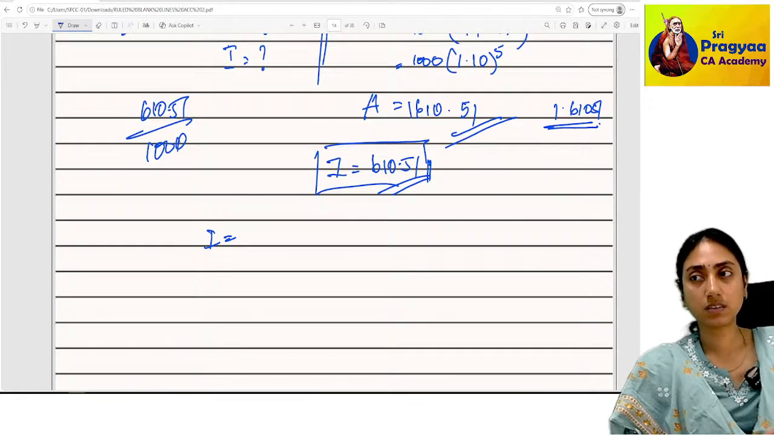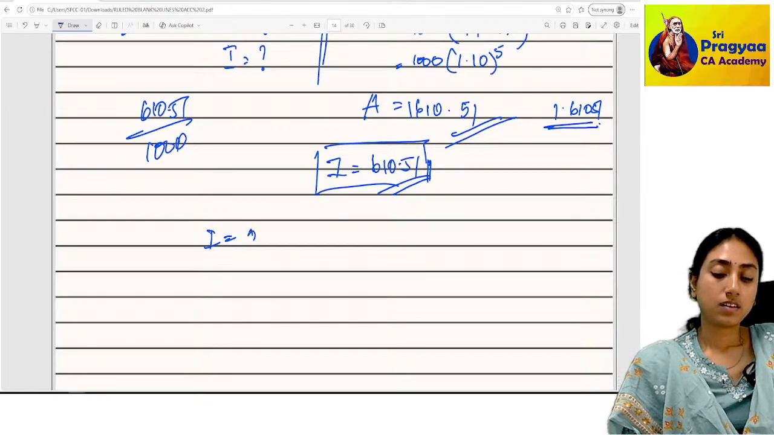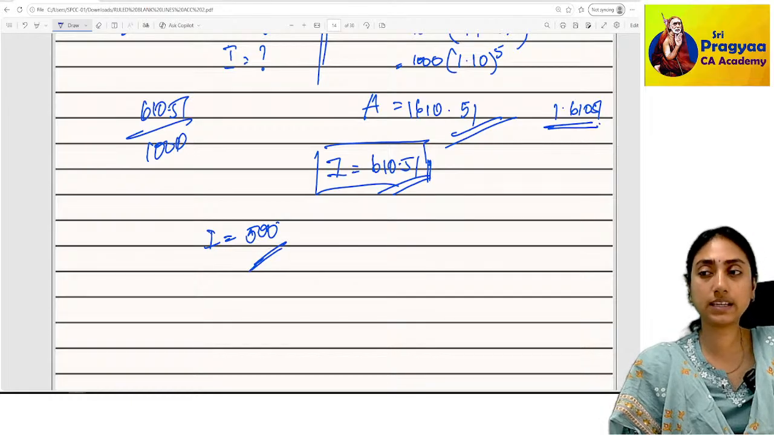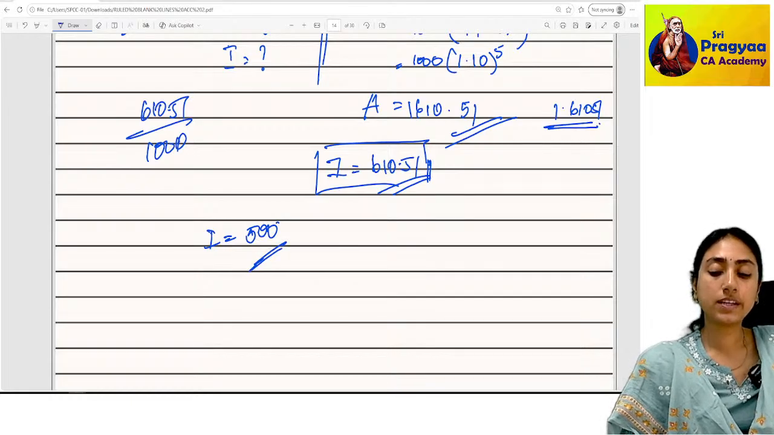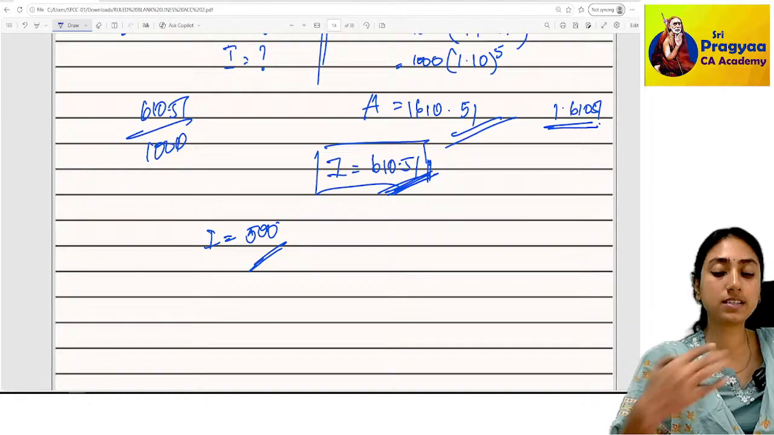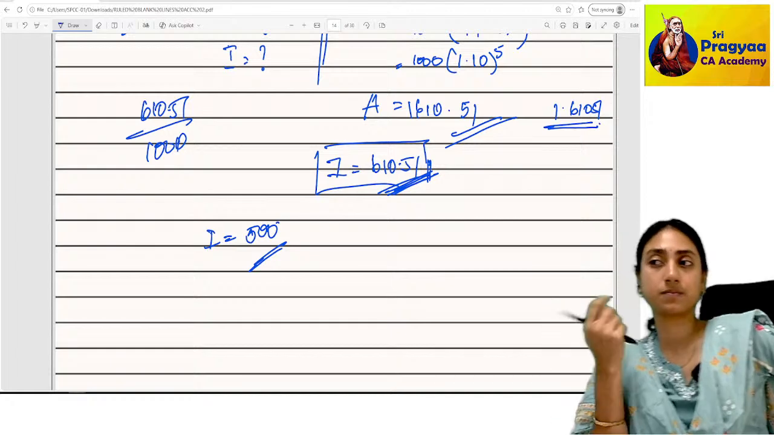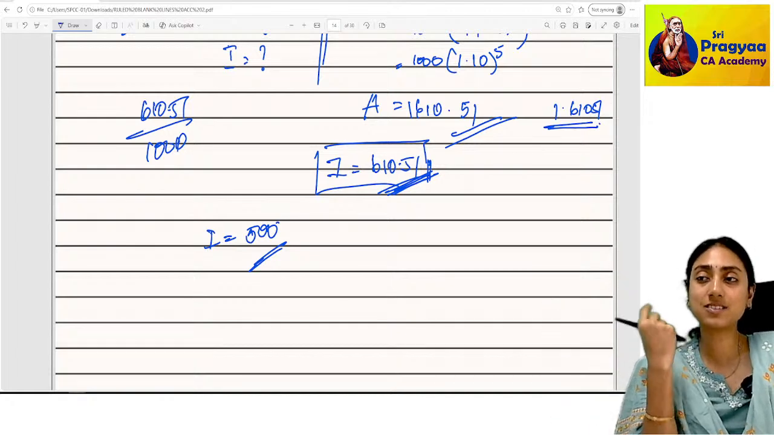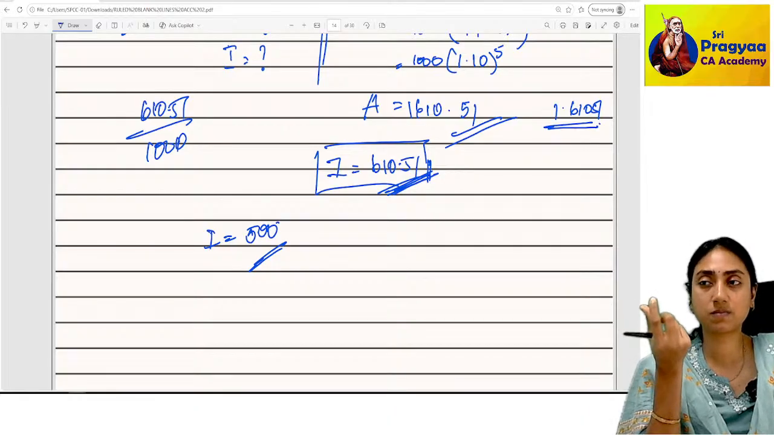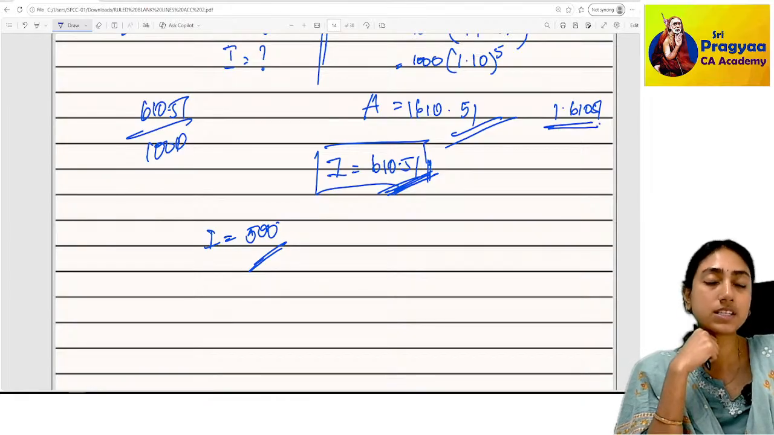Which is 500, correct? 500. So here, whereas I earned 610.51. Does this mean my interest rate is 10% or do I have a different interest rate? That different interest rate is called the effective interest rate. Effective interest rate comes only when you have compound interest. But we calculate 500 from simple interest.